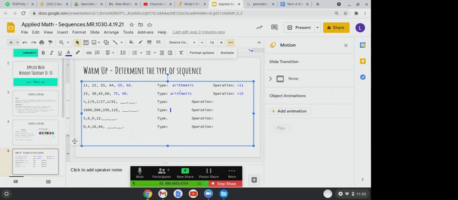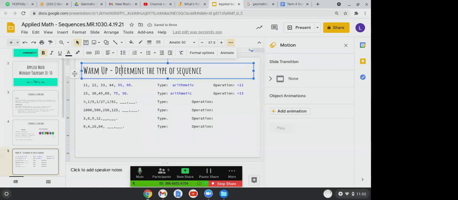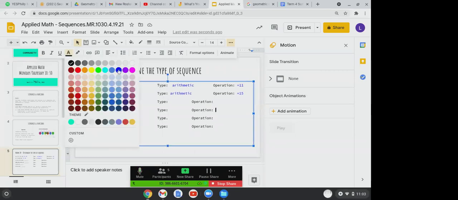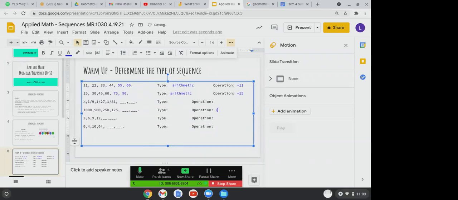Let me put the operation in. So dividing by 2, can I say we're multiplying by a half? Is that okay? It's the same thing. I'll do it this way. Dividing by 2, which means we are multiplying by a half, because you're dividing everything in half.